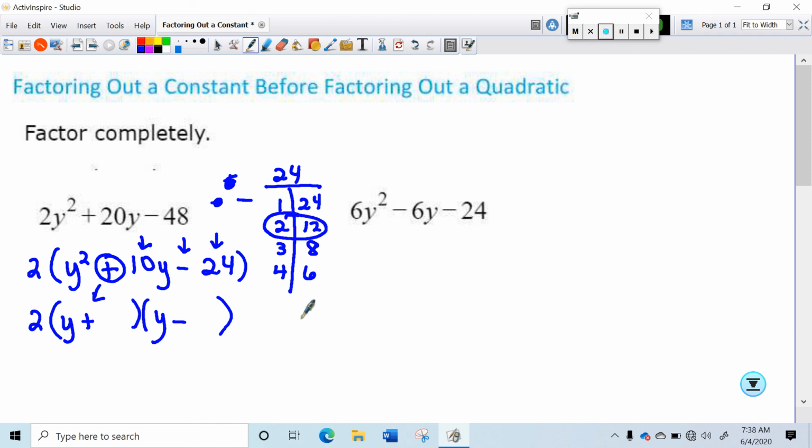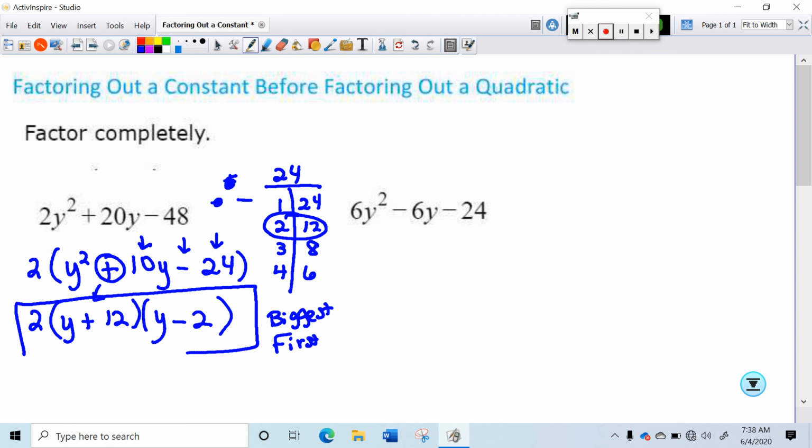That'll work. Now here's the key to not getting the signs wrong. You have to do the biggest number first. So 12 comes here, 2 goes there, and then you won't mess up your signs if you remember that. Okay, so that's the answer to that one.